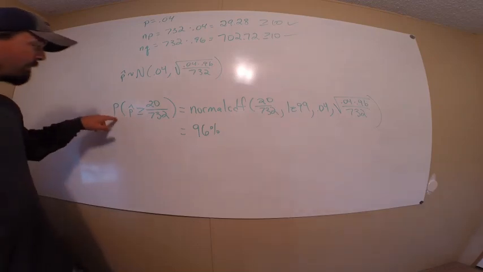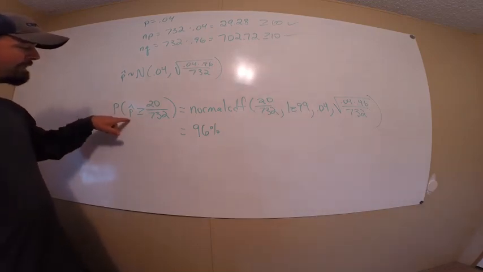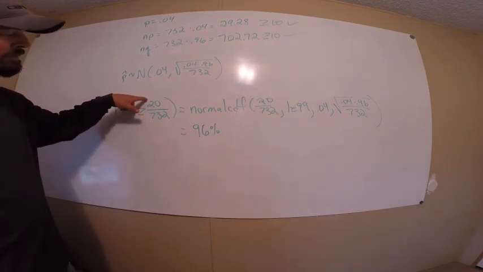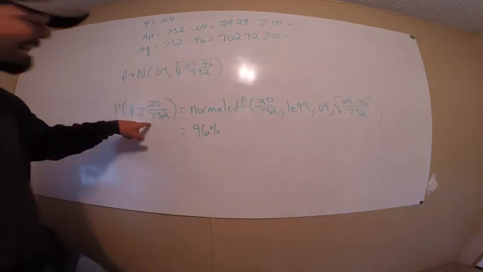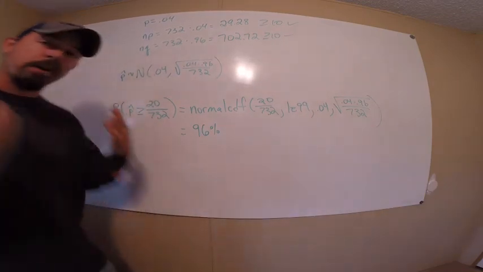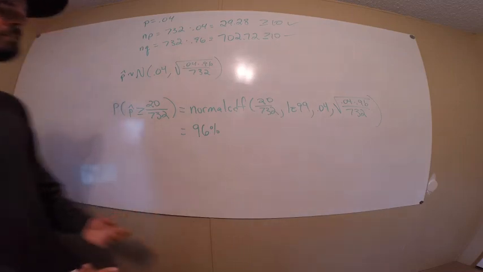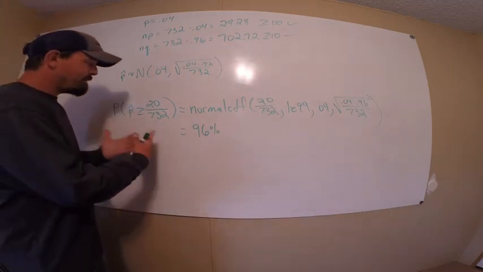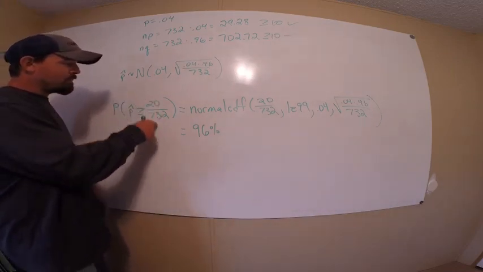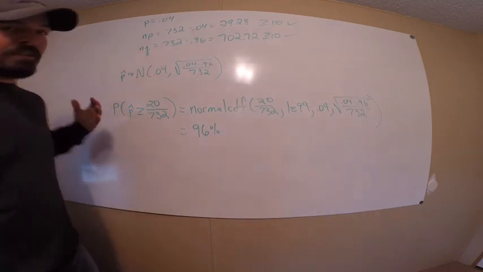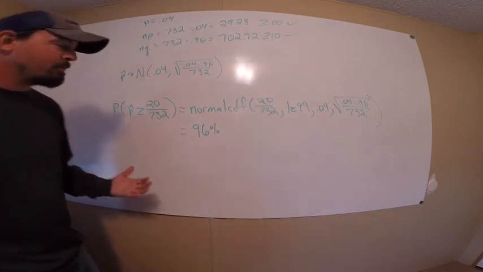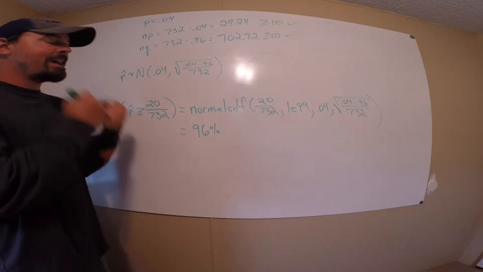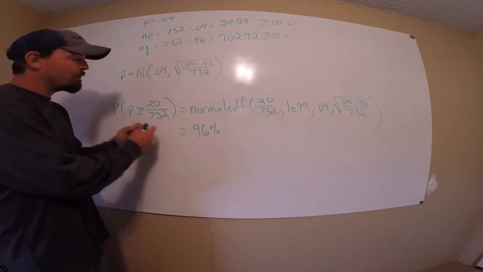So, we look at the probability statement here. The probability that p hat is greater than or equal to 20 divided by that 732. We're working with percents here, okay? The biggest mistake I see with these is people, instead of doing it as 20 divided by 732, they'll put it as just 20. P hat is a percent. It has to be a percent or a proportion right here.